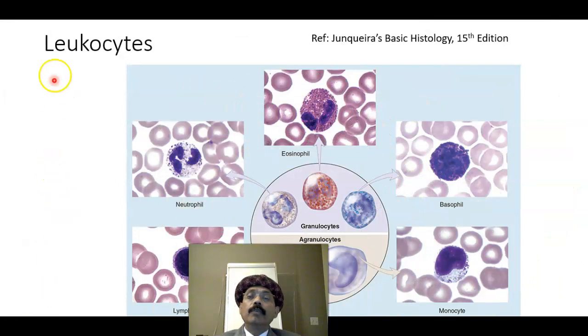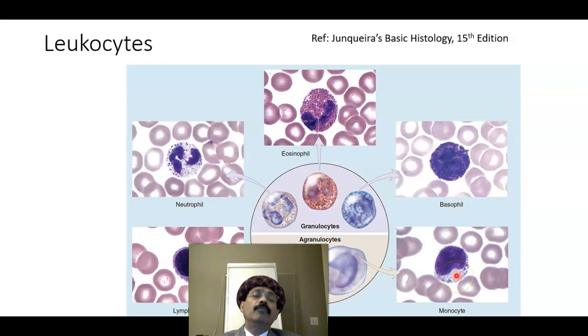Okay, so we have leukocyte or white blood cell. We have granulocyte and agranulocyte. Agranulocytes are the monocyte and lymphocyte. The neutrophil is the most common, its number is more than other white blood cells, and it is very important for phagocytosis of bacteria. Eosinophil is also very important in case of helminthic infection.